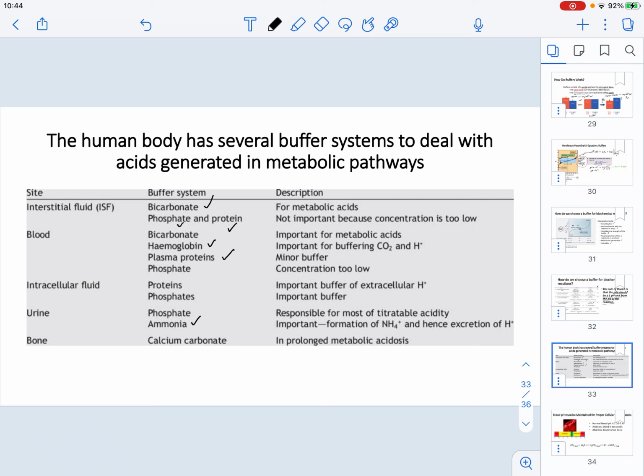And in addition to that, as you can see, there's a description of the site that they're in and what they actually deal with in the body. The one that I want to focus on right now is the bicarbonate system, which is the one that is present in our blood.